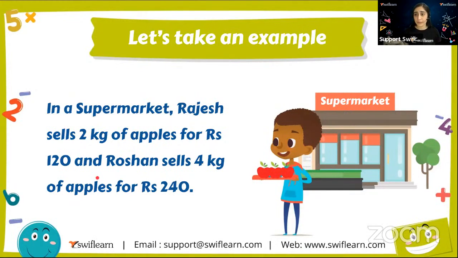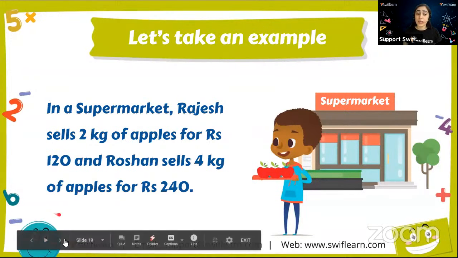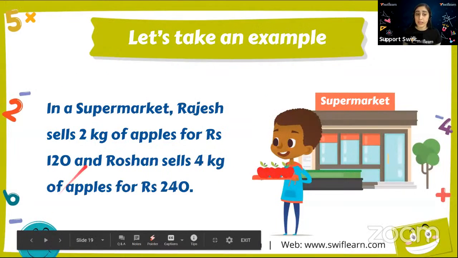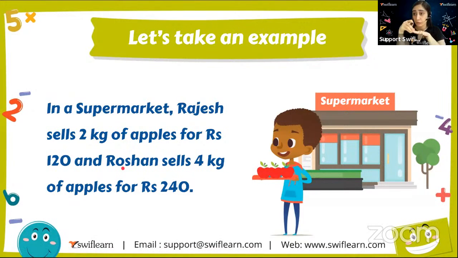For that, what will we do? We'll compare. We have to compare. I should know what amount Rajesh is selling for and what amount Roshan is selling for. If I know that, I can differentiate who is earning more or who is selling at a higher price. So we are comparing. Okay. But in this particular question, what are we comparing? See, in this, we have two different units, two different things. One is weight and one is the amount of money.